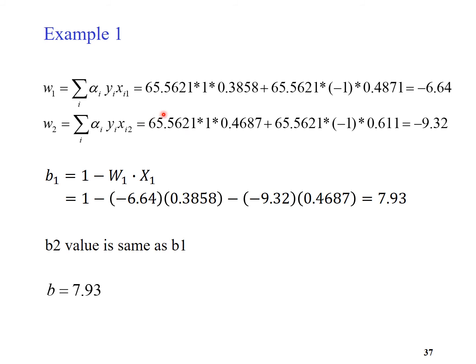Again, same thing: the alpha of first data, alpha of second data, class value of first data, class value of second data. This one here is the value of the second attribute of first data. I'm sorry, this one here is second attribute of first data. This one here is second attribute of second data.